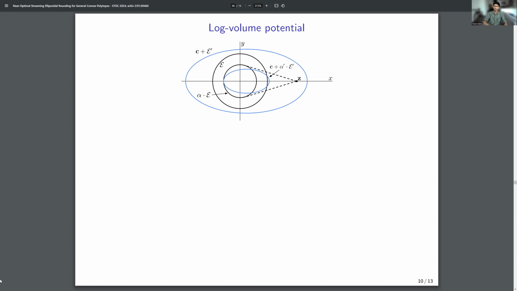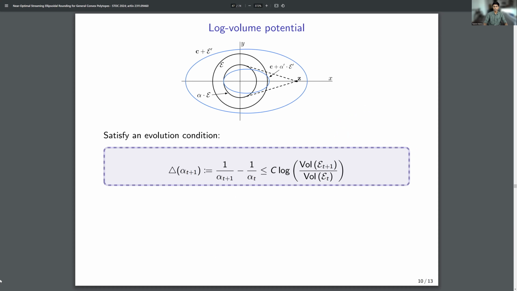So here, just think of this picture as representing a valid monotone update, according to the previous slide. We're going to enforce that our updates satisfy this evolution condition, which is essentially a bound on the change in approximation factor at time step t. Here, delta alpha t plus 1 represents the change in approximation factor that we get when we add in point t plus 1. Let's say that we manage to design a monotone update rule that obeys this invariant over here. Then, in fact, this is enough to get a decent approximation factor. And let's see how this works.